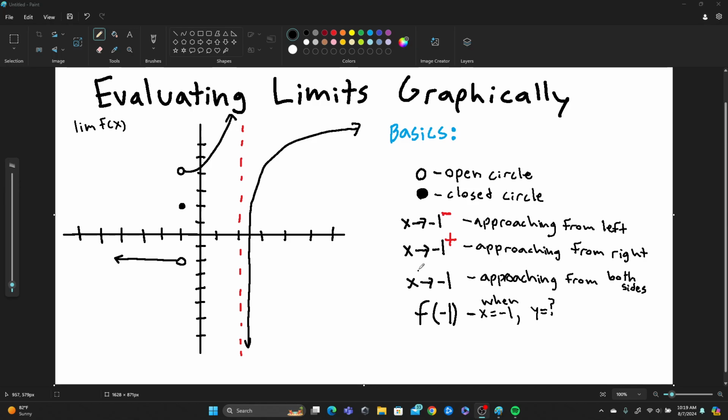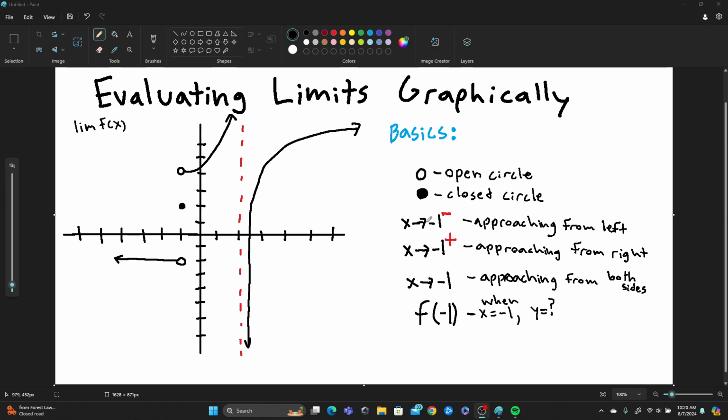And then we have the limit of f of x when x is approaching -1 and there's no sign up here. That means you're approaching from both sides. I'll go over that example later. And finally we have f of -1. Instead of f of x, we have f of -1, meaning that x equals -1. So what this would be asking us is, when x equals -1, what does y equal?